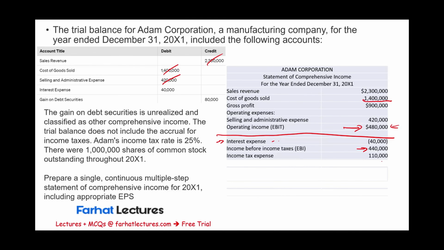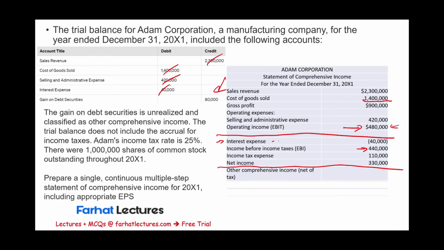Therefore, we compute our income taxes. So 440,000 times 25%. Income tax, if my math is right, is 110,000. Then we deduct the taxes, we come up to net income, which is 330,000. So this is net income. So basically we used up every figure on the trial balance except the 80,000. Why not the 80,000? Because the 80,000 goes under comprehensive income.